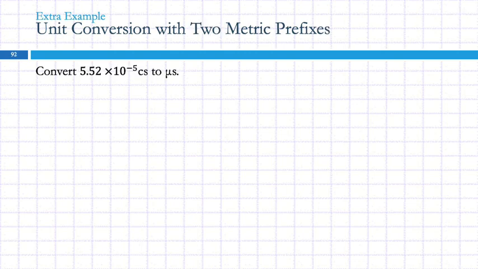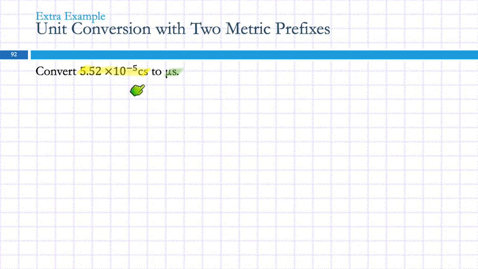Let's do this one. Convert 5.52 times 10 to the minus 5 centiseconds to microseconds. So here's my number and unit that I'm given, and the unit I'm trying to find is microseconds.